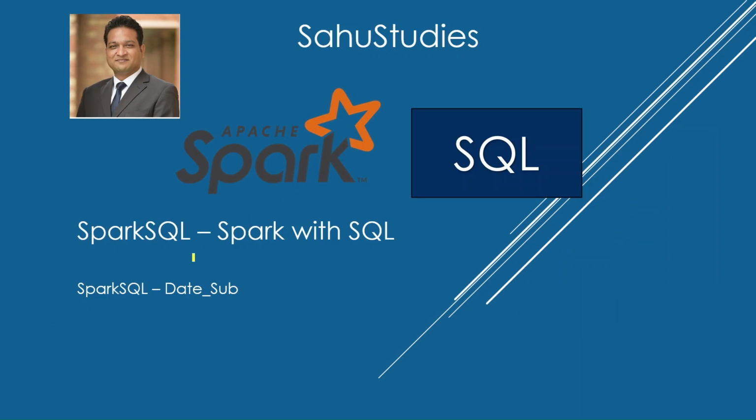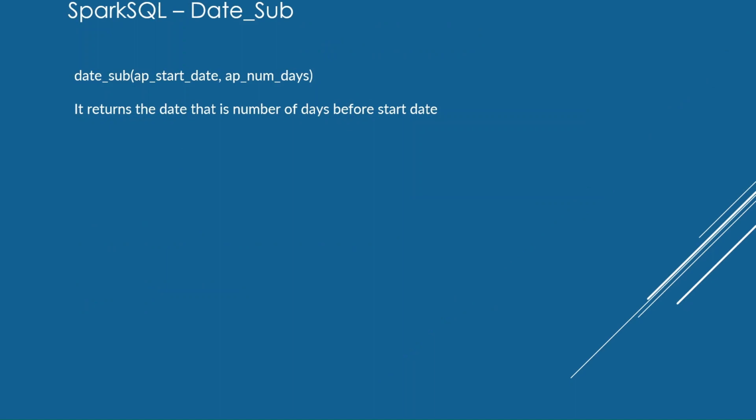In this video, we are going to discuss the date_sub function in Spark SQL. So why do we use the date_sub function? It will return the date that is the number of days before the start date. So what does it mean? It is going to subtract days from whatever date field we supply, and it will return a different date by reducing the number of days in it.